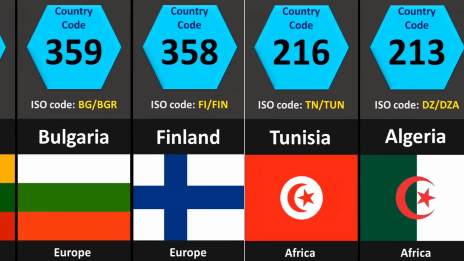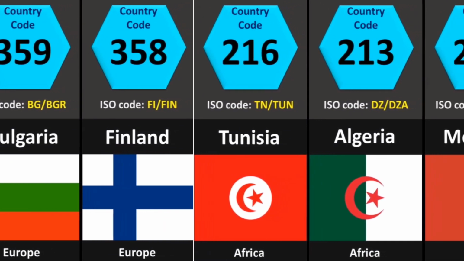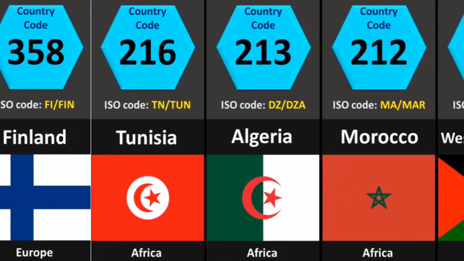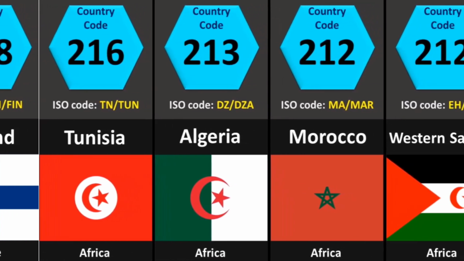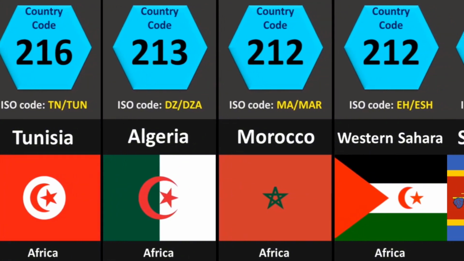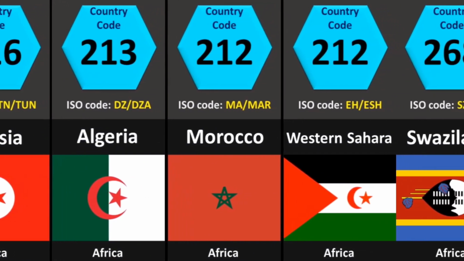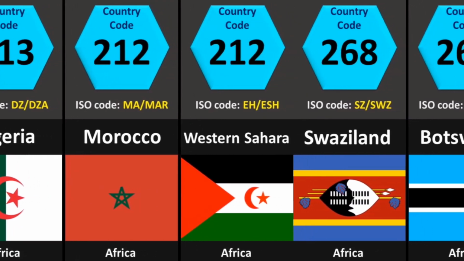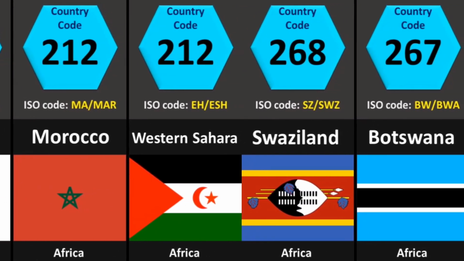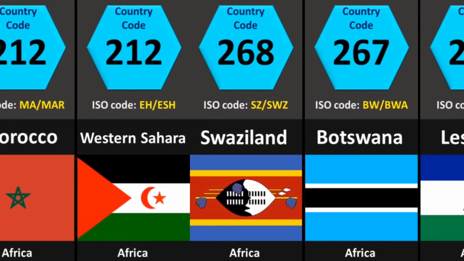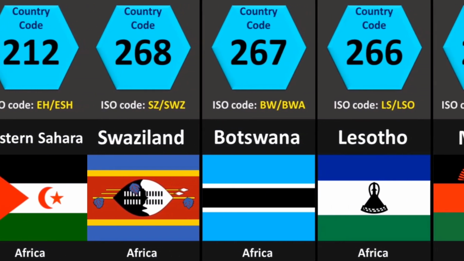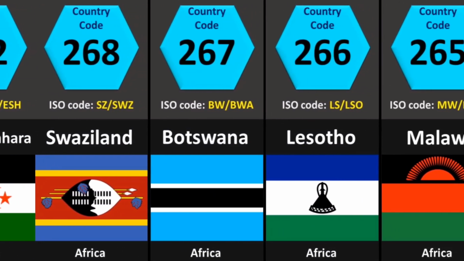Here are some interesting facts about phone codes and ISO codes. The shortest phone code is +1, used by the USA and Canada. The longest phone code is 999, used for test purposes. Kosovo's +383 is one of the newest phone codes, assigned in 2016. The UK has the ISO code GB, not UK, while Greece uses GR.